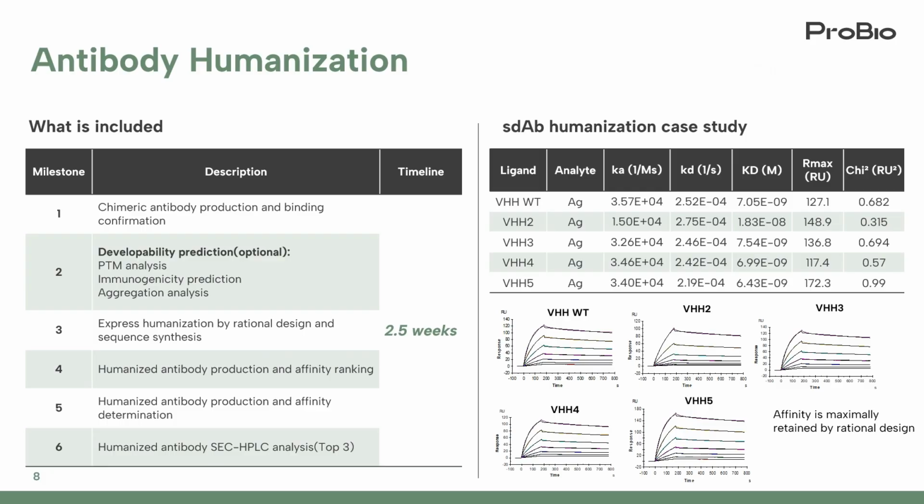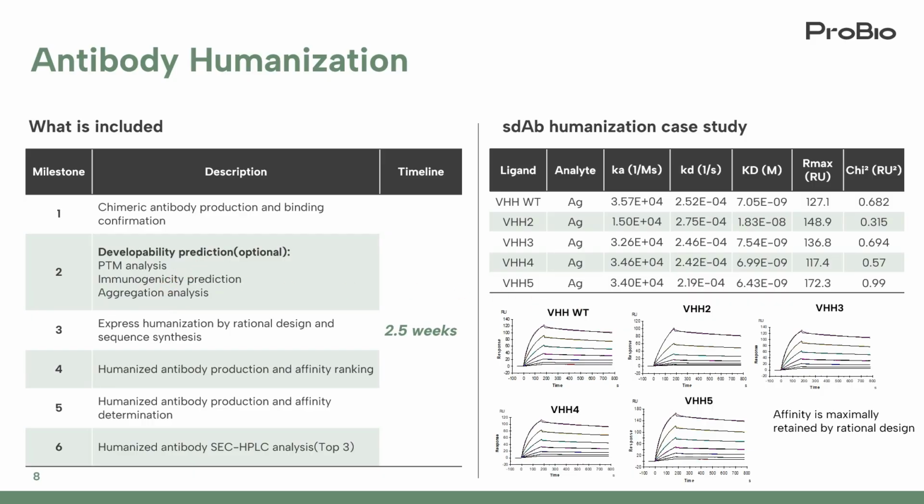After recovering the candidate sequences, humanization is needed to reduce the overall immunogenicity risk. Typically, it includes sequence design, screenings, and affinity validation by SPR. Additionally, you can also choose to conduct in silico developability assessments, including post-translational modifications, aggregations, and immunogenicities.